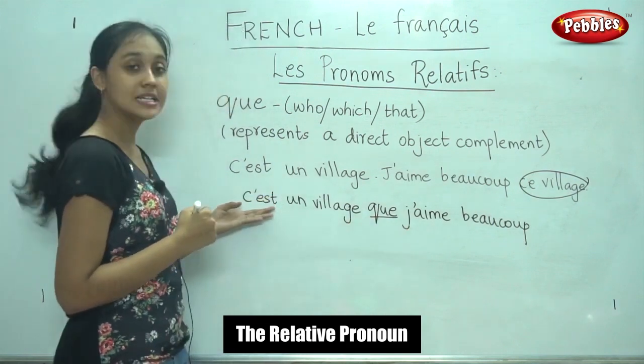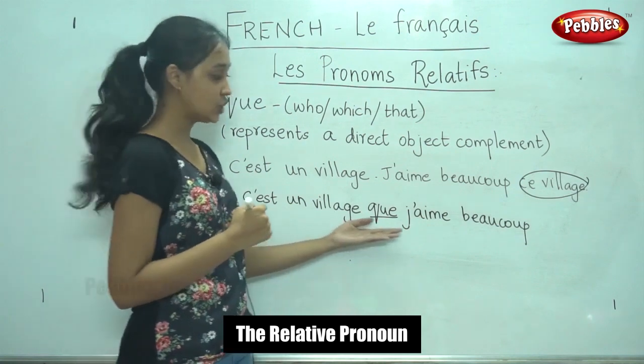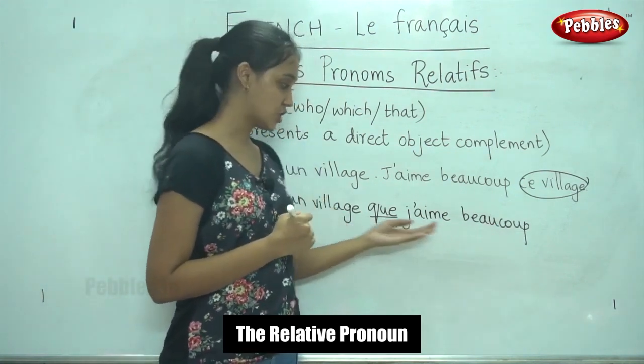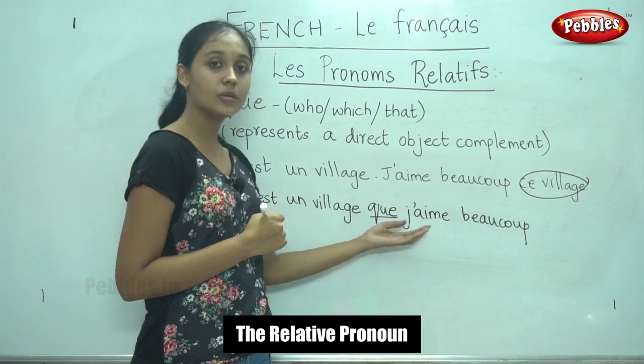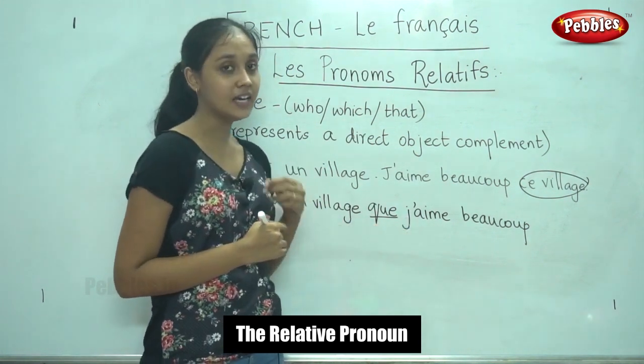So, c'est un village que j'aime beaucoup. This is a village that I like very much. So, que is always followed by a subject. Qui is always followed by a verb.